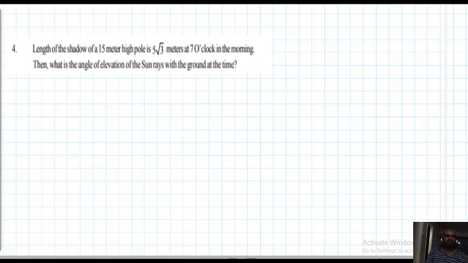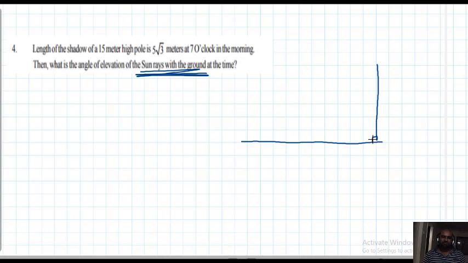Okay students, our next problem: the length of the shadow of a 15 meter high pole is 5√3 meters at 7 o'clock in the morning. Then what is the angle of elevation of the sun rays with the ground at that time? Observe, students, this is the ground, this is the tower. Here is the sun, and this is one of the sun rays.